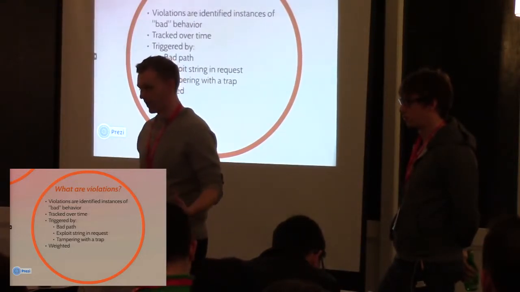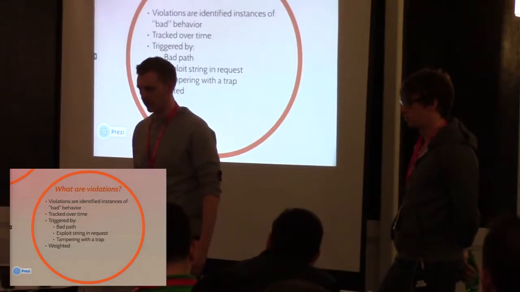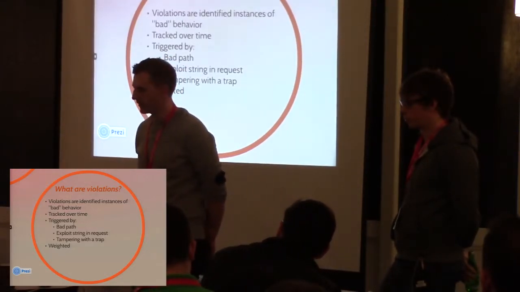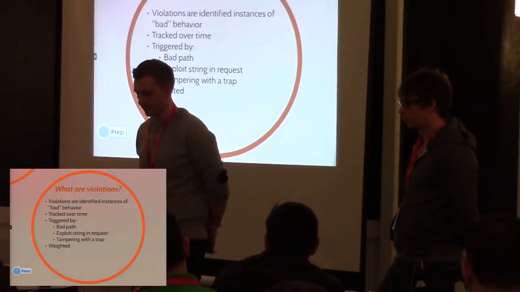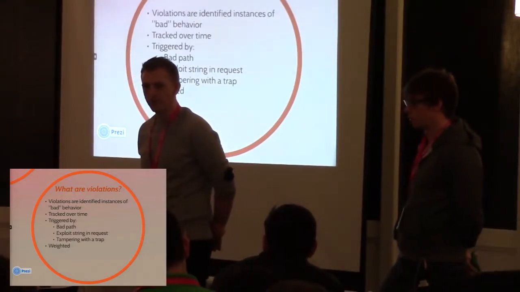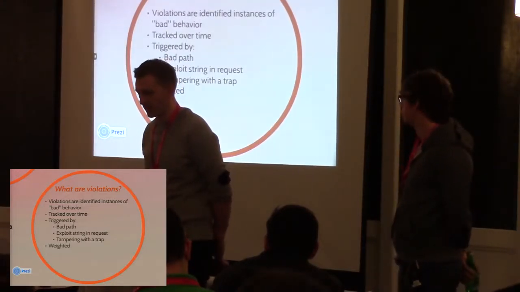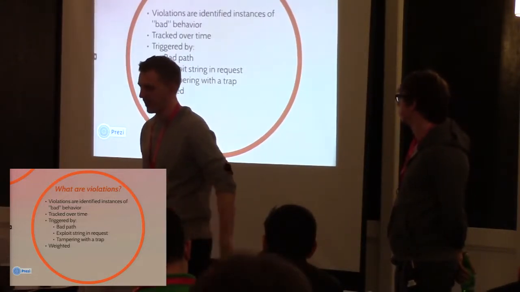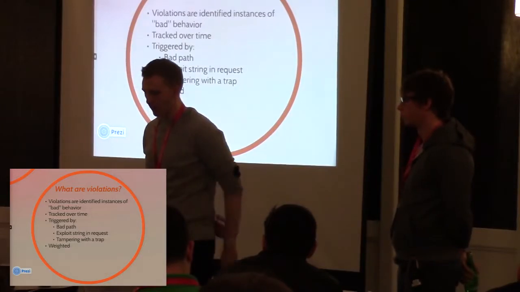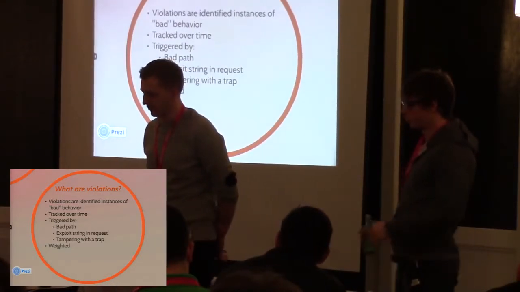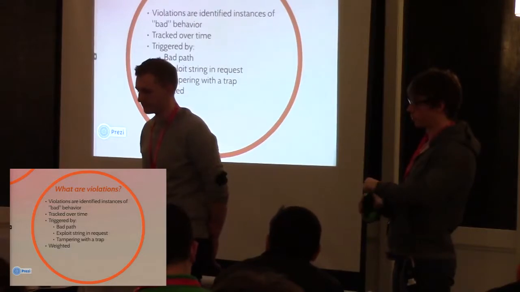So now we're going to go back and walk through some of these concepts in a little more detail. So violations were the first thing we talked about. So what exactly are the violations that Ensnare detects? At a high level, they're just instances of identified bad behavior or potential bad behavior. And we track those over time and we aggregate them. And they can be triggered by things like I mentioned earlier, visiting a bad path or a path that doesn't exist, putting an exploit string in one of your requests, tampering with one of the traps.